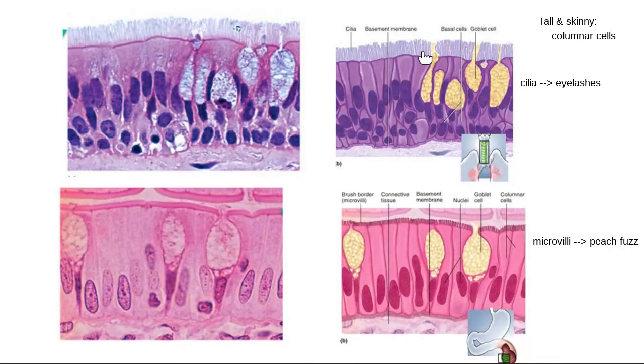Cilia, these eyelashes, really good at moving things. So either moving stuff out of the throat, or we see them as well in the fallopian tubes, taking an egg from where the ovary releases it down into the uterus. Cilia, all about movement. Microvilli, all about absorption.